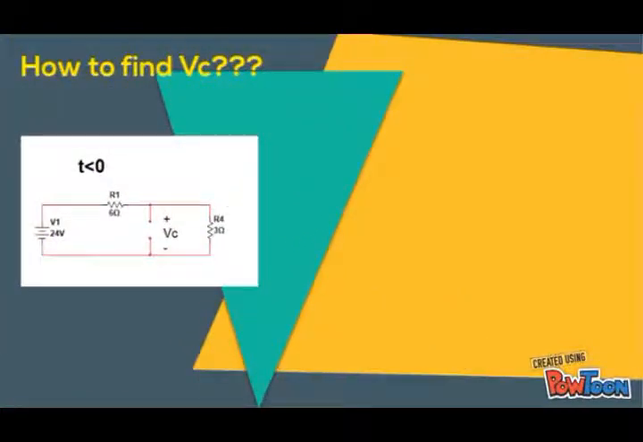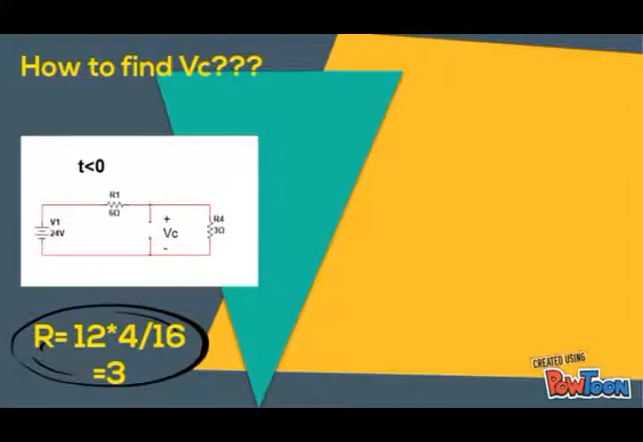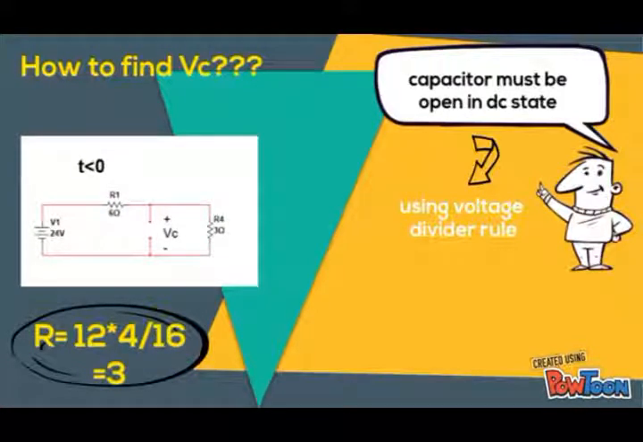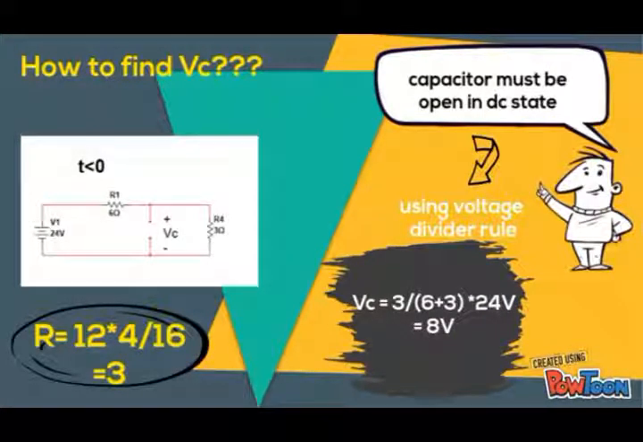To find the voltage of the capacitor, we have to simplify the circuit by putting the resistors in parallel. For your information, in DC condition, the capacitor must be an open circuit. Using the voltage divider rule, we can find the voltage of the capacitor, which is the resistance parallel to the capacitor divided by the total resistance, multiplied by the voltage supply. So we get 8 volts for VC.